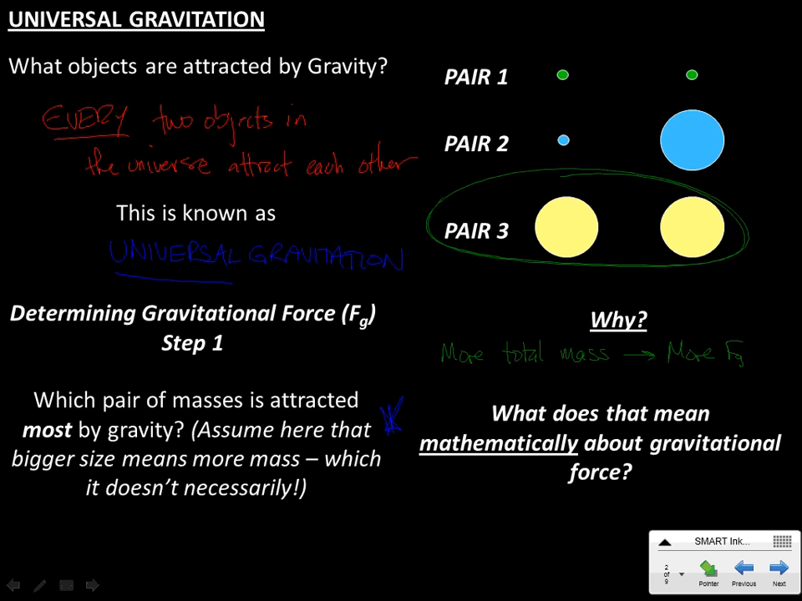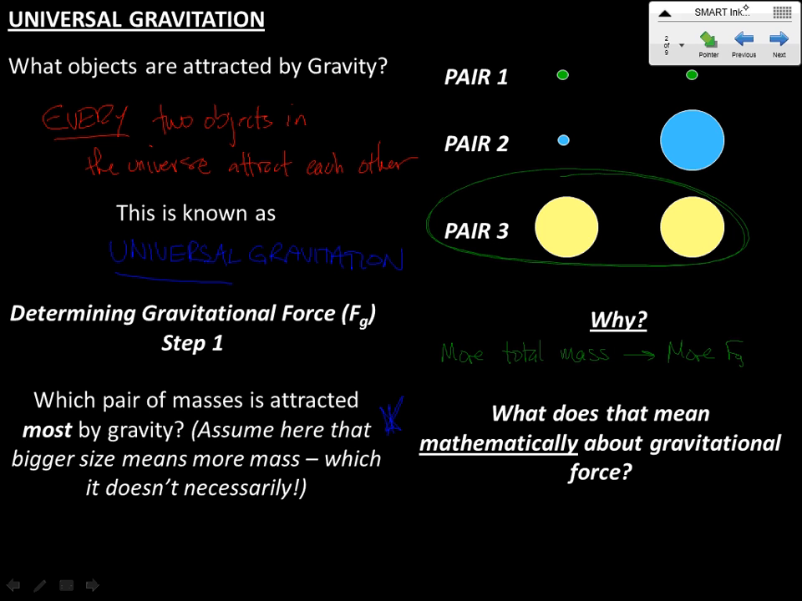All right. Well, what does that mean mathematically about how gravitational force works? Well, it could mean a couple of things. If there's two different masses, we call them M1 and M2, it could be that gravitational force is proportional to the sum of the two masses. Or it could be that gravitational force is proportional to the product of the two masses. Well, it happens to be this one.